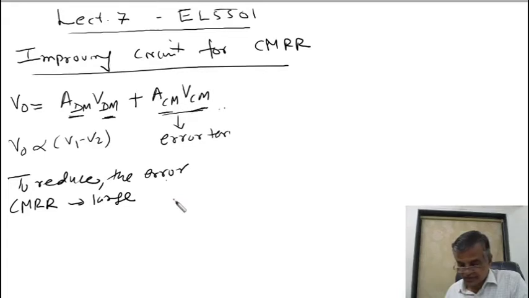Now, if you want a large value of CMRR, then RE should be large.